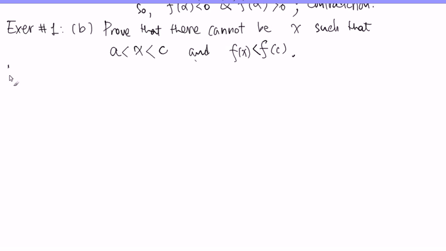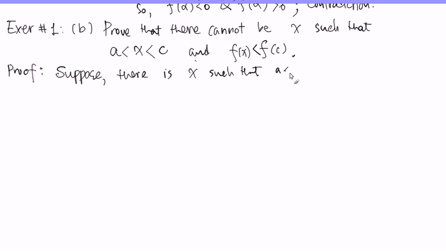So the proof goes like this. I'm going to help you on that three-bullet item thing. The first one is, first you suppose there is x such that x is in between a and c, and f of x, that function value, is actually lower than f of c. Suppose that actually happened and something goes wrong.